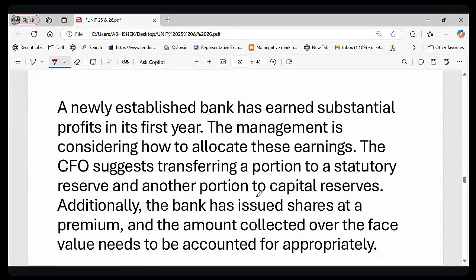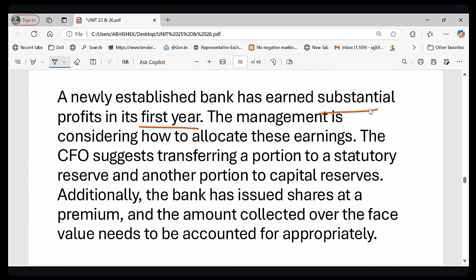This question is, the newly established bank has earned substantial profit in its first year. So imagine you are working for a newly established bank that has an incredibly successful first year. Now the bank has earned substantial profit and is deciding how to allocate it. The CFO suggests transferring a portion to the statutory reserve and adding another portion to the capital reserve. Plus, the bank has issued shares at premium, right? Premium is higher than the face value, so they need to account for that extra amount properly.